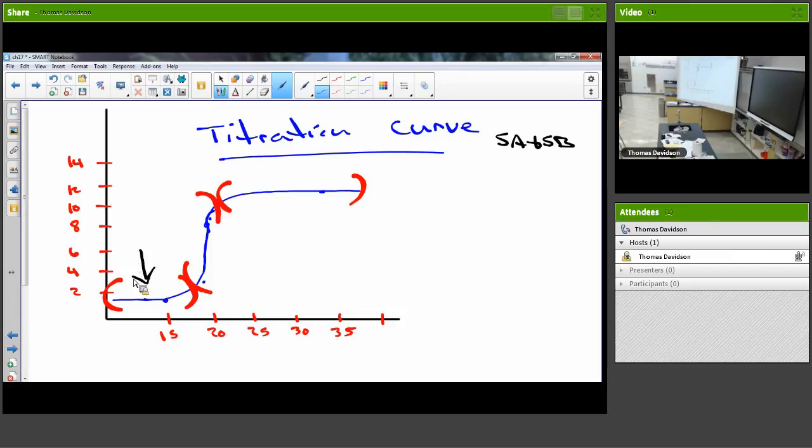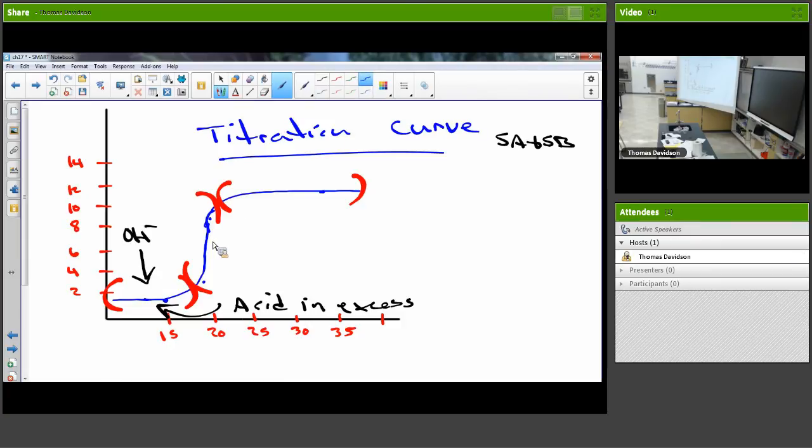So here, this stays relatively flat because even though you're adding OH minus, at this part, what is in excess from here to here? The acid is in excess here. So even though you're adding OH minus, it really is reacting and just forming water, which doesn't change the pH drastically.